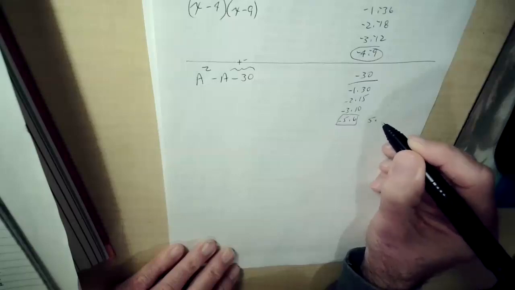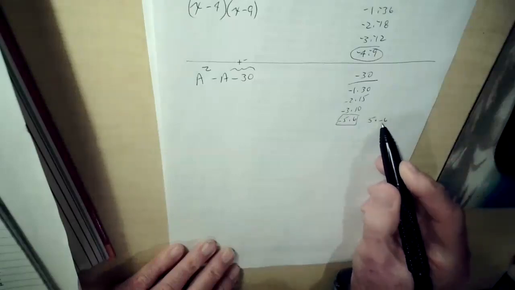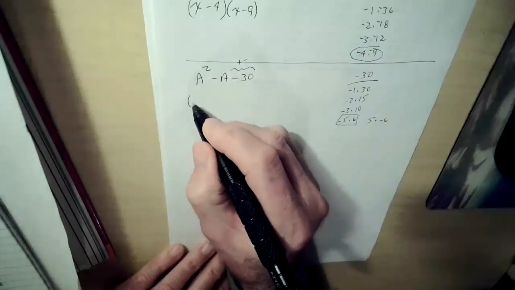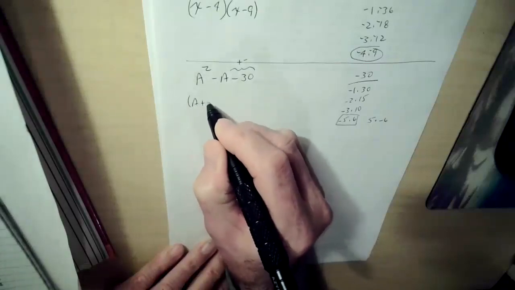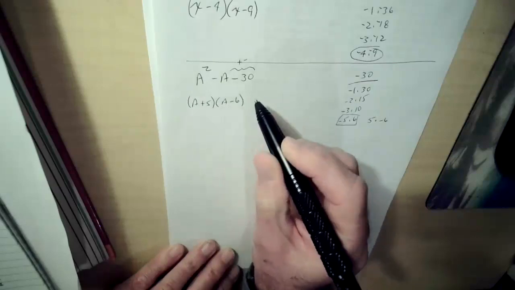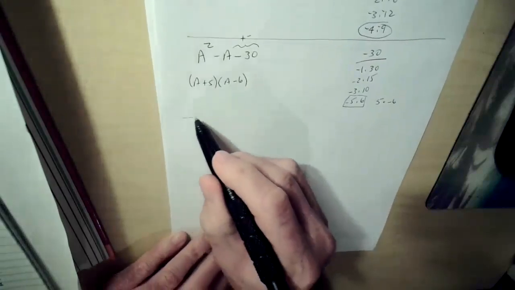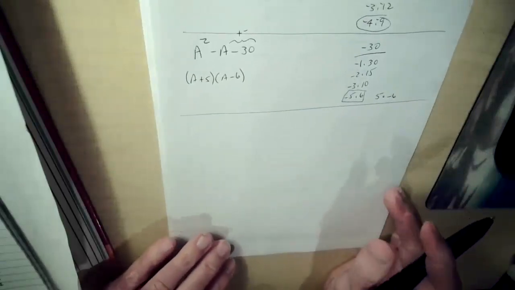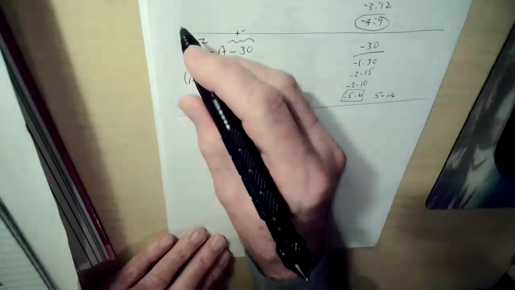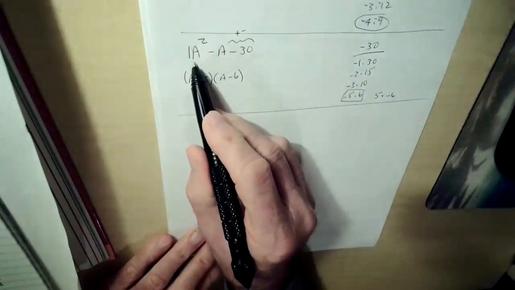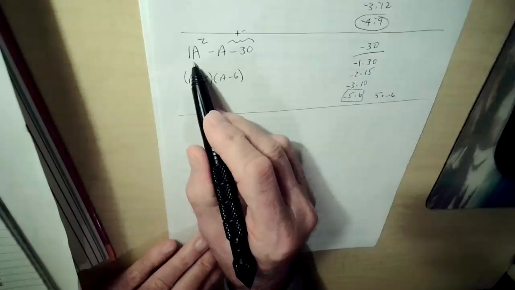Okay. 6 minus 5 is 1, but we don't want 1, we want negative 1. We know it's going to be this, but instead it's going to be 5 times negative 6. 5 minus 6 is negative 1. That's our answer: a plus 5 times a minus 6. Starting to make more sense?